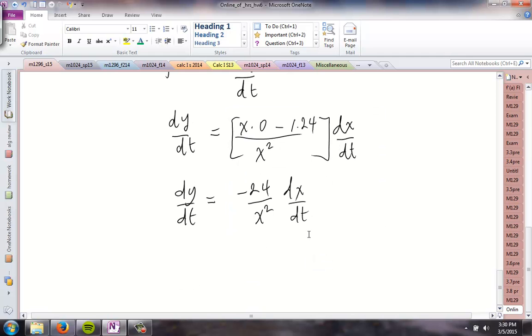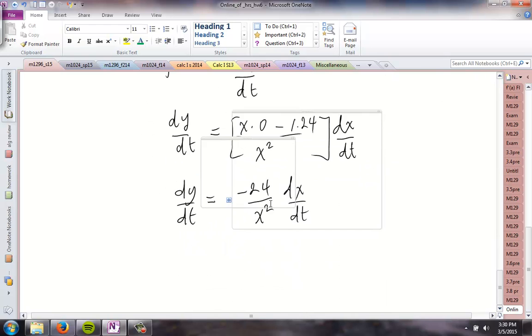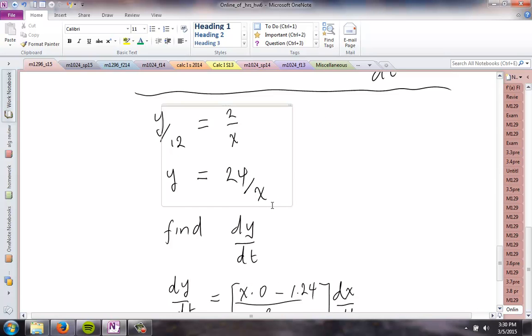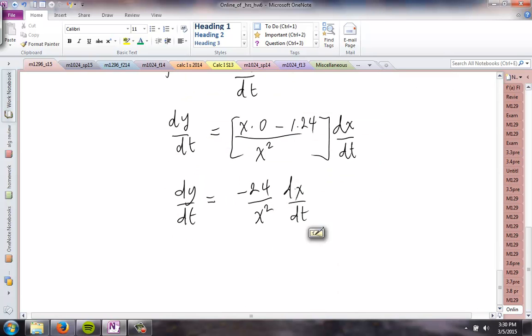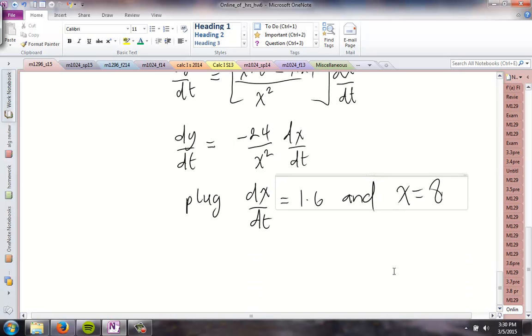Alright, so now you know dx/dt, which is 1.6. You know we want to find dy/dt when x is 8. So we just plug that into the equation we have right there. So plug in dx/dt and x equal to 8. Alright.